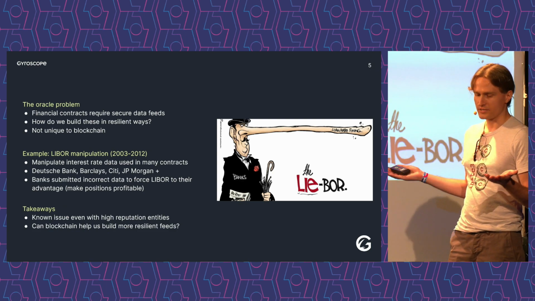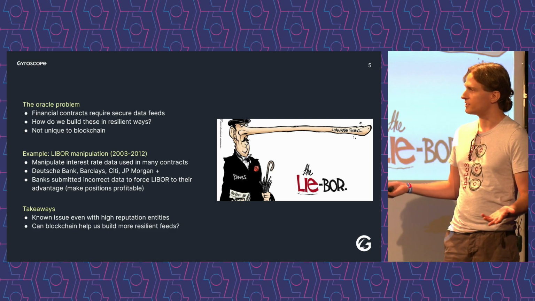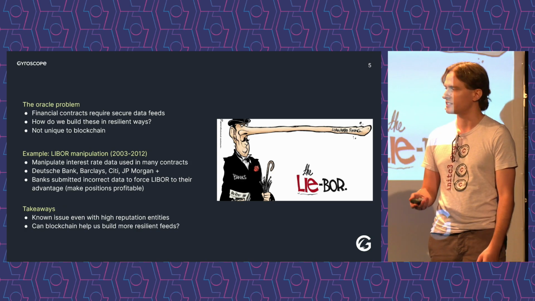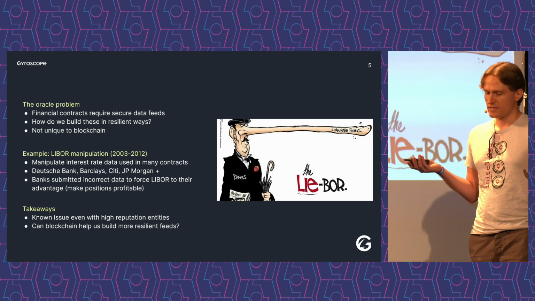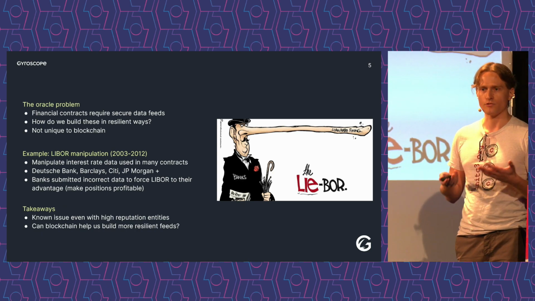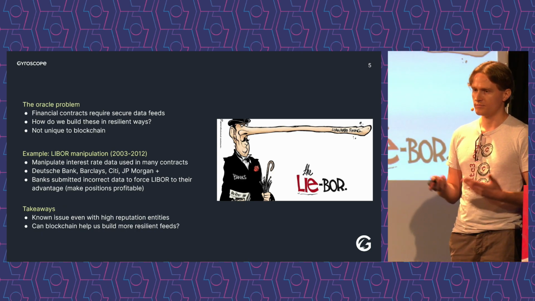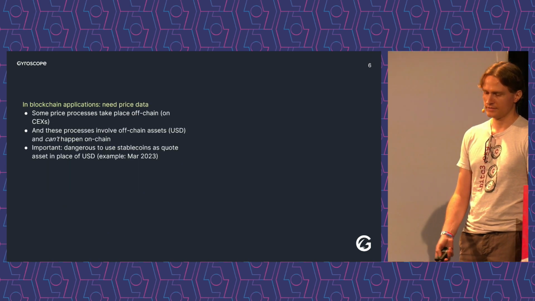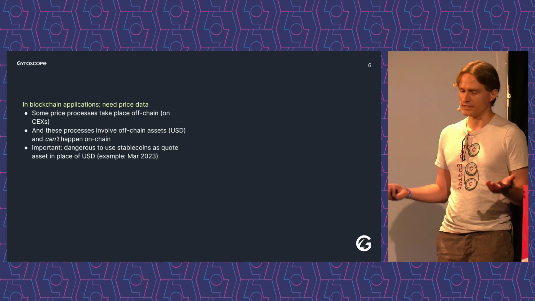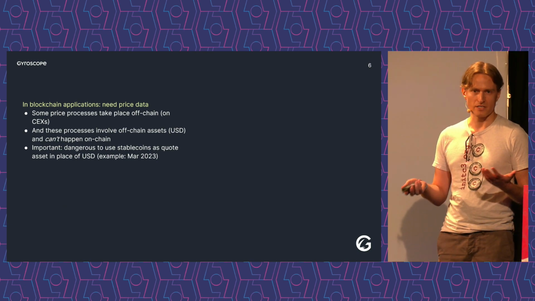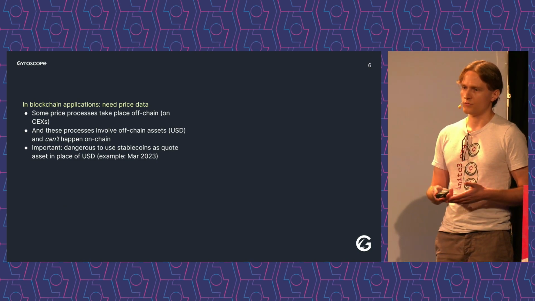And so the main takeaway here is basically that this is a known issue, even when you have very high reputation entities. And the natural question is, can we do anything better, make more resilient price feeds for DeFi? In the blockchain application, what we need is really price data. And there are some fundamental reasons why this can be hard.